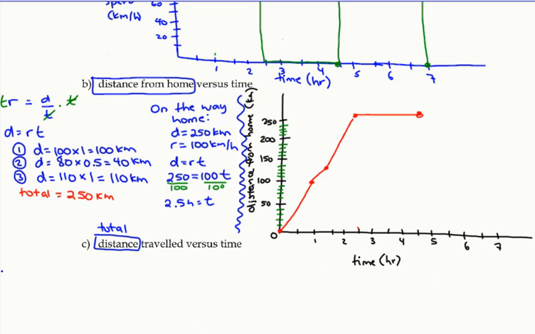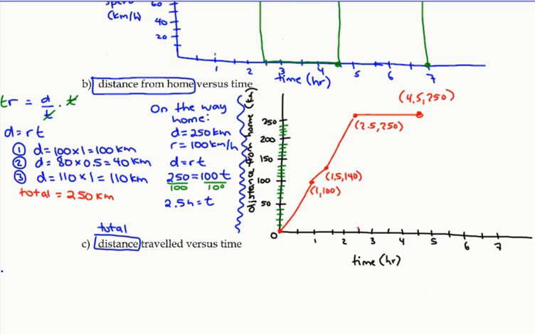Oh, so this was at 2.5, right? This one? Okay, so this is this one? This guy is 1.5 and 140. This guy was at 1 and 100. And then we had 2.5 and 250. And now 4.5 and 250.